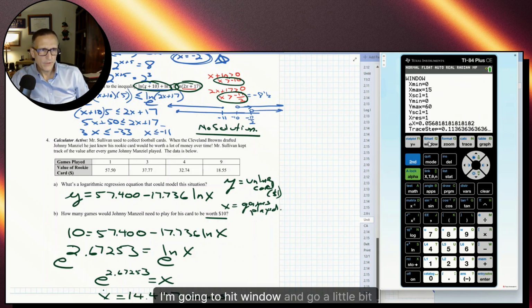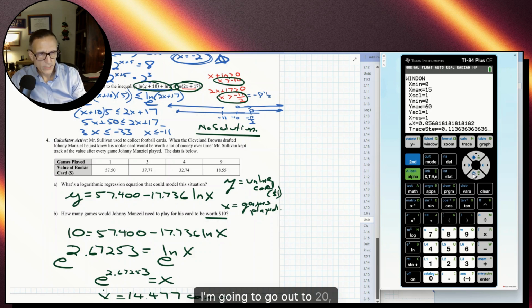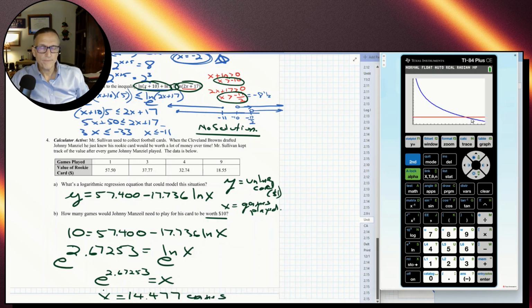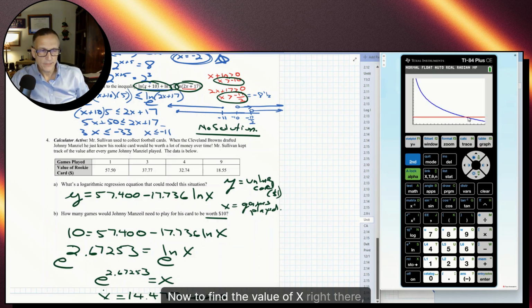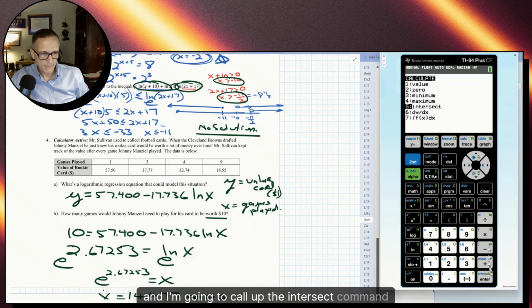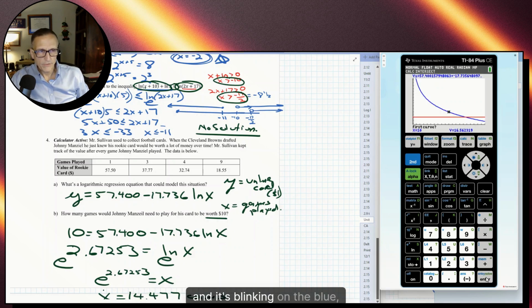I'm going to hit window and go a little bit further out here. I'm going to go out to 20, from x min 0 to x max 20, and then regraph it. And there's my intersection point. Now, to find the value of x right there, I'm going to use the command second function calc, and I'm going to call up the intersect command, and it's blinking on the blue, asking me, is that the first curve? And my answer is yes, it is.